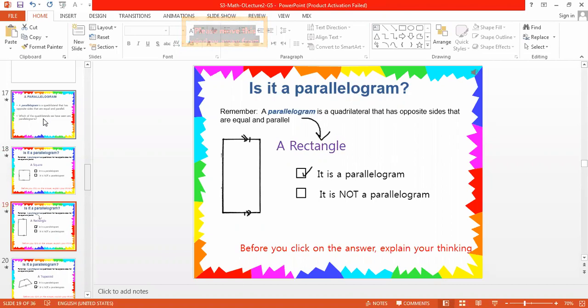No. Miss, how no? Yes. Miss, the rectangle is a parallelogram, how no? Oh, yes.